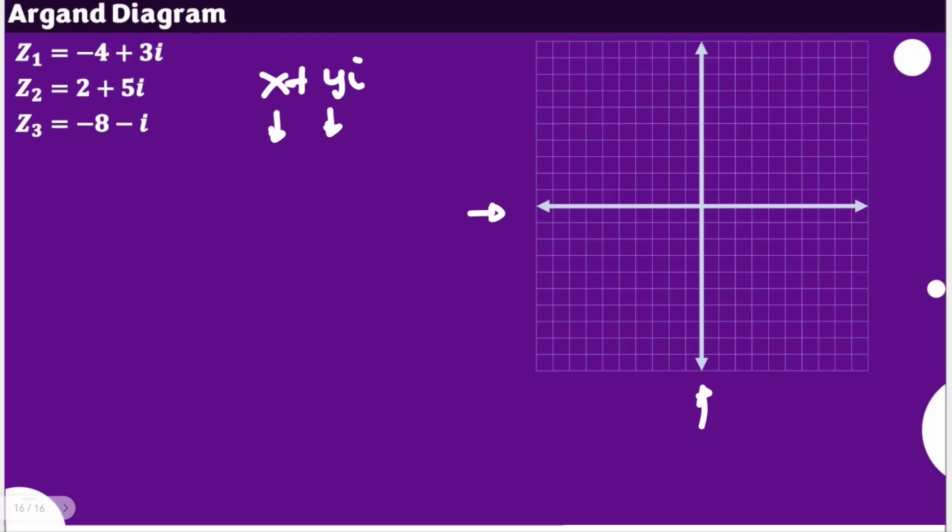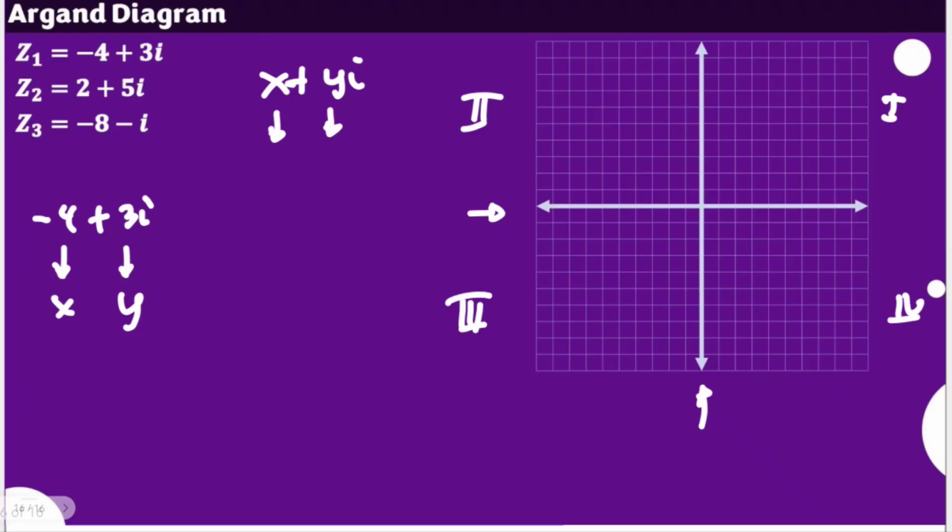That would mean for our z sub 1, we can locate z sub 1 somewhere here. Let me use another color. z sub 1 is negative 4 plus 3i. This would be our x, and this would be our y here. So where can we find our z sub 1? Similar to our Cartesian plane, our Argand plane also uses quadrants. Quadrant 1, 2, 3, and 4 in the same order.